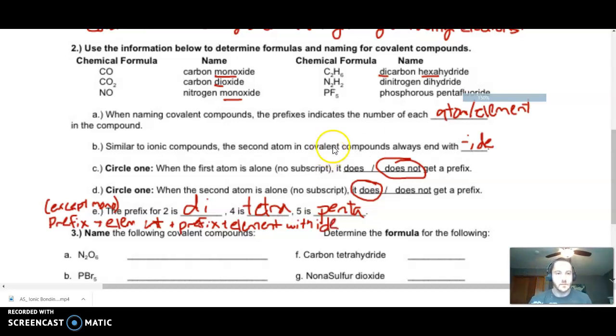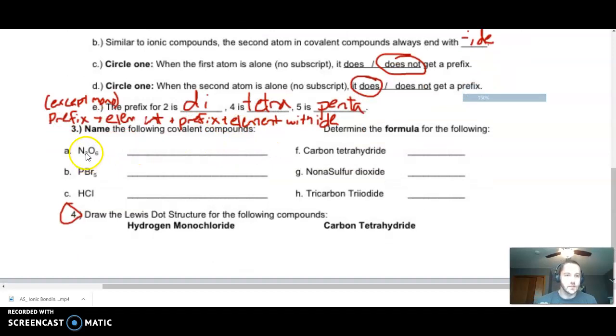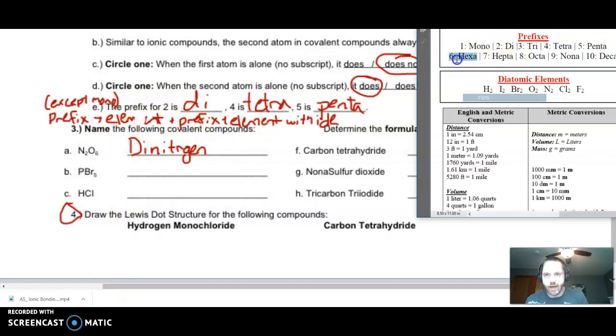So if we practice this, let's try N2O6. Following our rules, we're going to put a prefix. Since it says N2, I'm going to write di, and then it says except mono. Well, we didn't need mono, so plus the element, so dinitrogen, plus the next prefix. Since this was 6, our prefix is going to be hexa. And then following our rules again, it says element with IDE. So this was N2O6, so this is going to be ox, and then with the IDE ending is oxide.